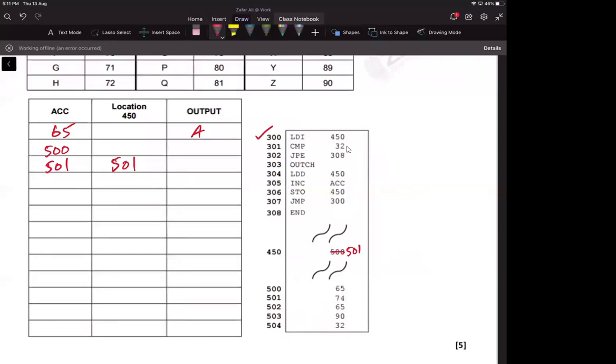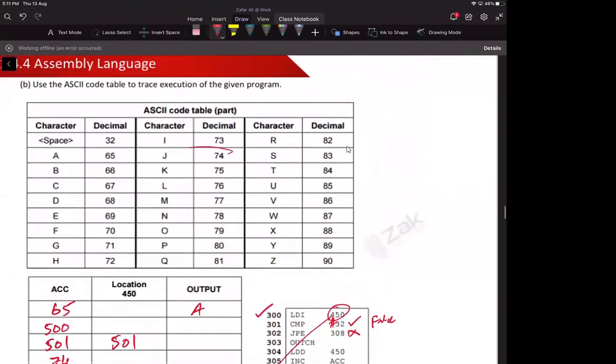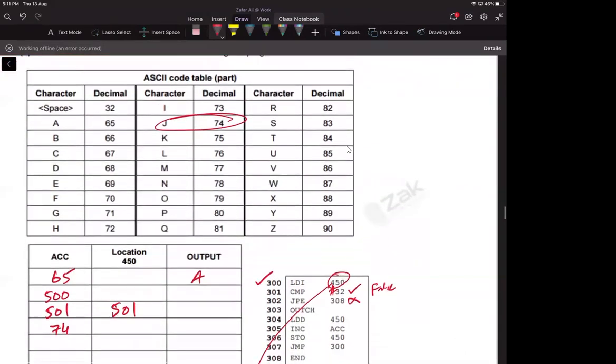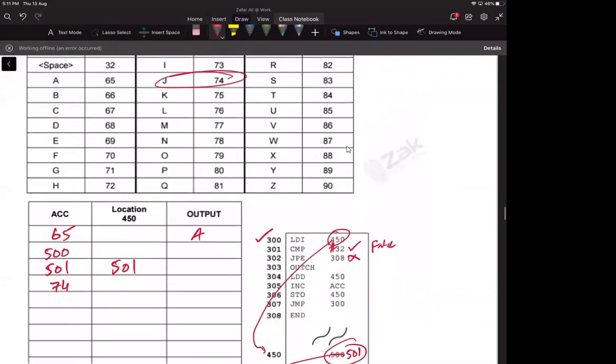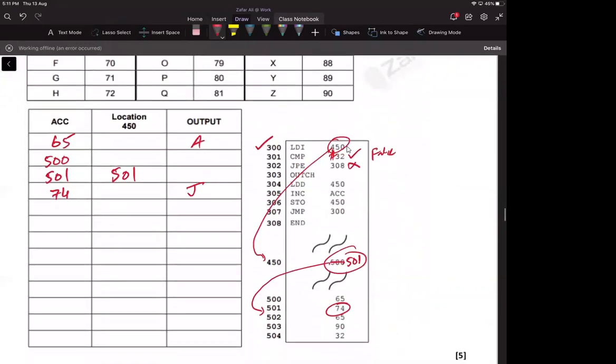So LDI 450, we go to 450. At 450 it is 501. So we go to 501 and bring in 74. Compared with 32, it is not 32. Obviously it is immediate 32. No, it is not. So it is false. So false, we will not execute this, then we will output. So at 74, you can see that this is J. All right, so this J will be output.